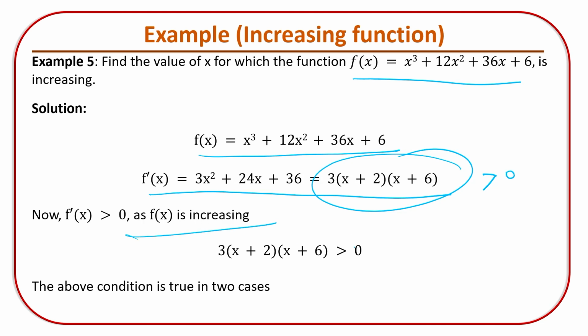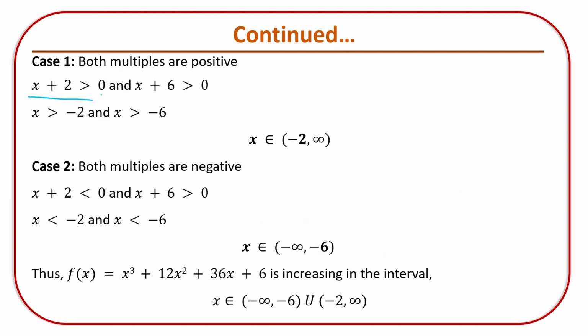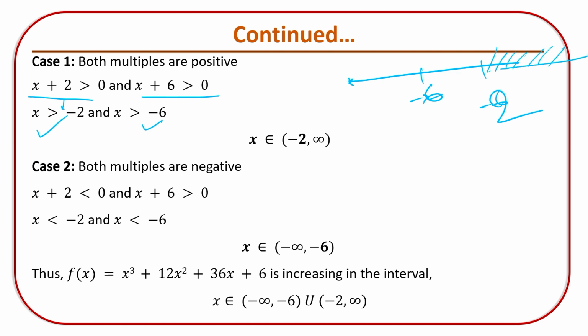To make this derivative greater than 0, you need x plus 2 and x plus 6 both greater than 0, right? x plus 2 is greater than 0, x plus 6 is greater than 0, and this will give you x greater than minus 2, x greater than minus 6. So once you have minus 6 and minus 2 here, and it is greater than, this will come out to be minus 2 to infinity. In this region, if x lies, then the function is increasing.